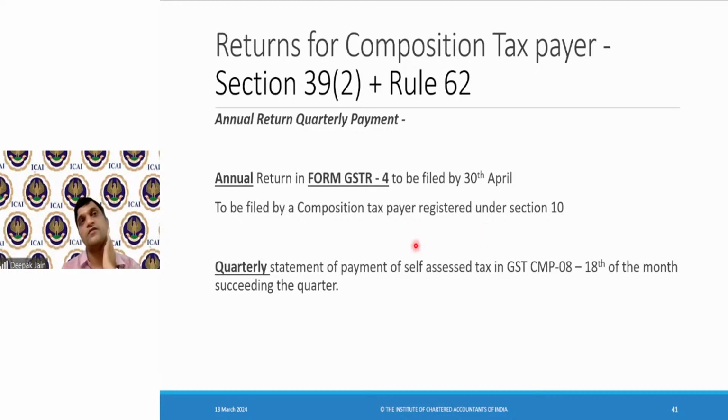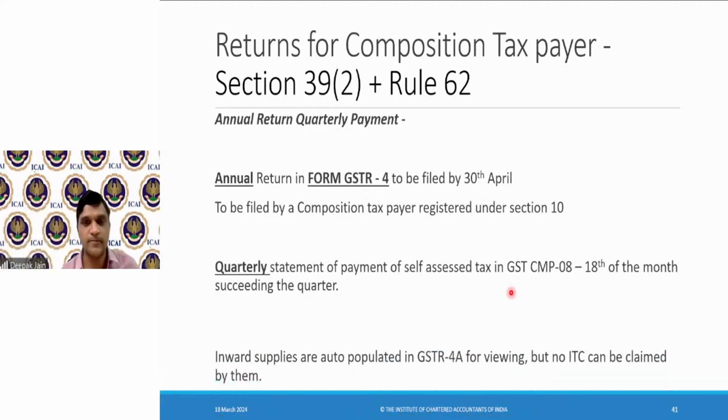So if you're registered as a composition dealer, you will make a quarterly payment using the challan called CMP-08. By when should you make the payment? Also by the 18th of the month. Regularly, monthly returns are due on the 20th, but for composition dealers, they have to make this payment quarterly by the 18th of the month succeeding the quarter, just payment. In CMP, you calculate and then pay.